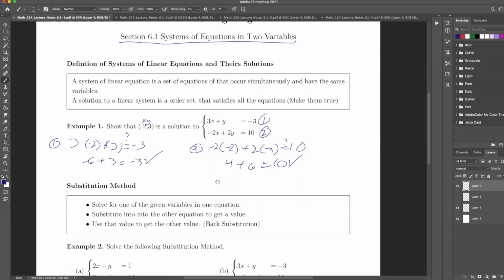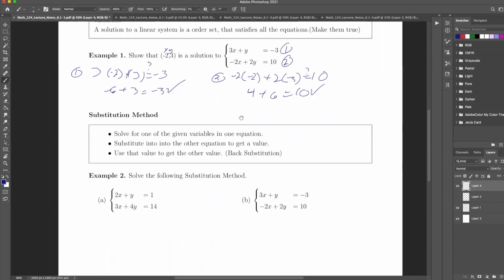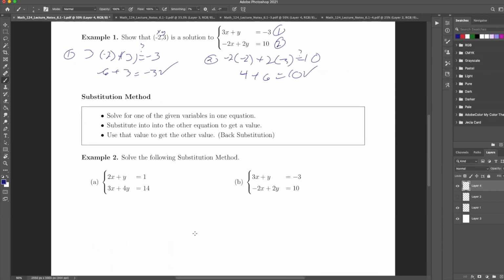Okay, so the first method, which I asked the other class about, and they said most of you've seen this before, but I'm going to teach it as if you haven't. So solve one. It's the substitution method. Basically, you solve one of these equations for one of the variables, and then you substitute that into the other equation. You get an equation with only one variable.